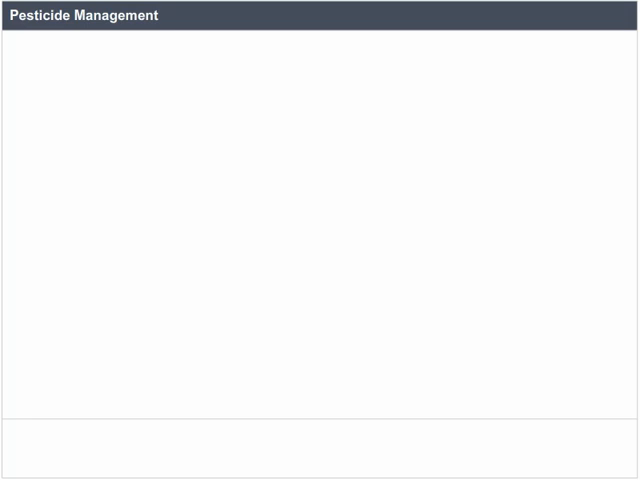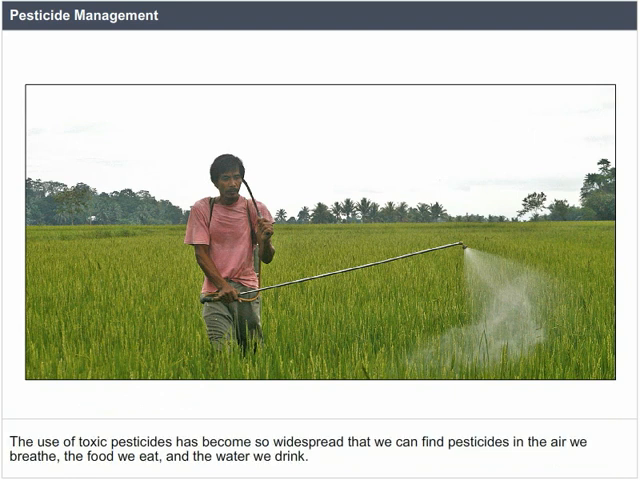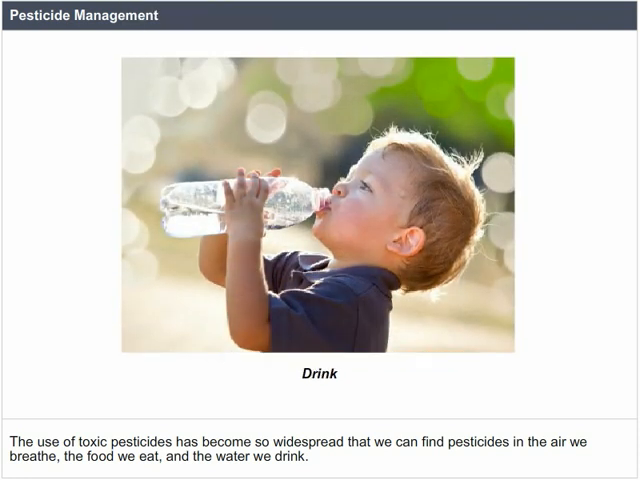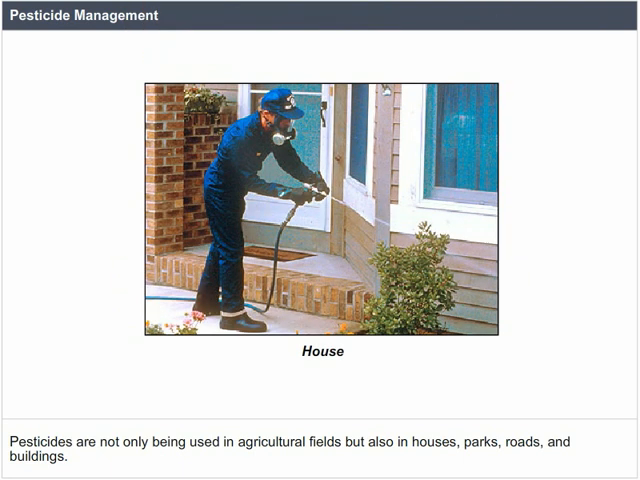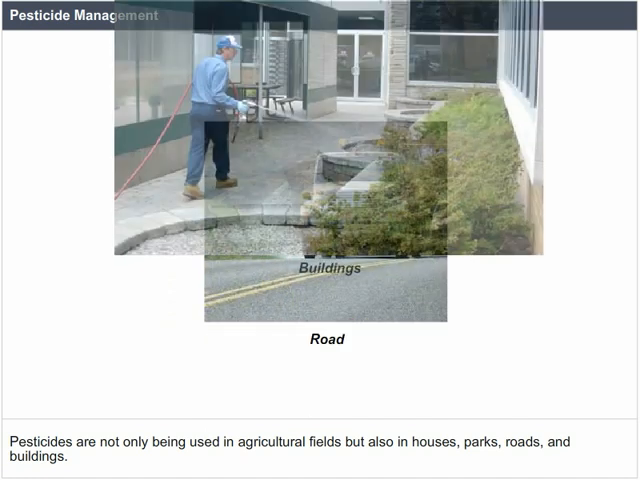Pesticide management. Pesticides are the only toxic substances that are released into the environment to kill living things. The use of toxic pesticides has become so widespread that we can find pesticides in the air we breathe, the food we eat, and the water we drink. Pesticides are not only being used in agricultural fields but also in houses, parks, roads, and buildings.